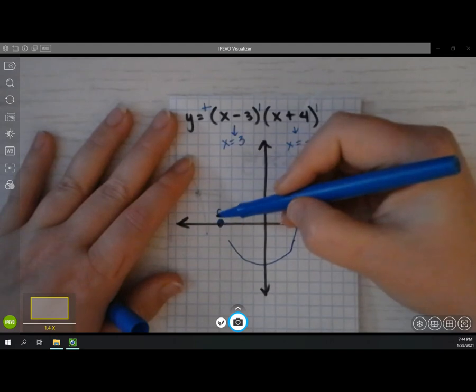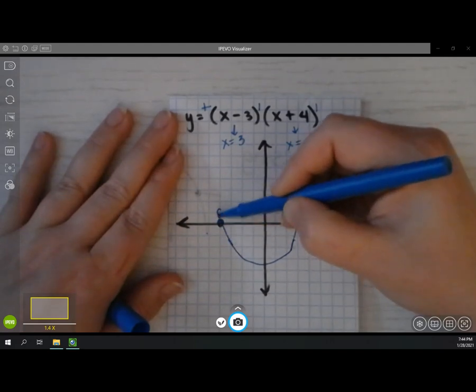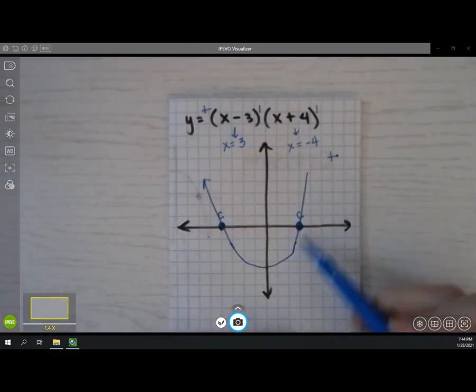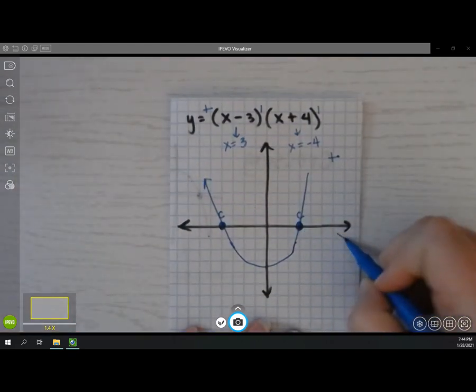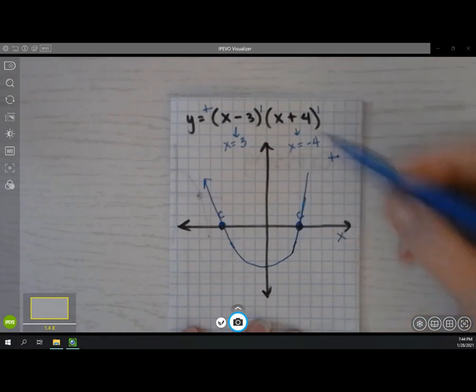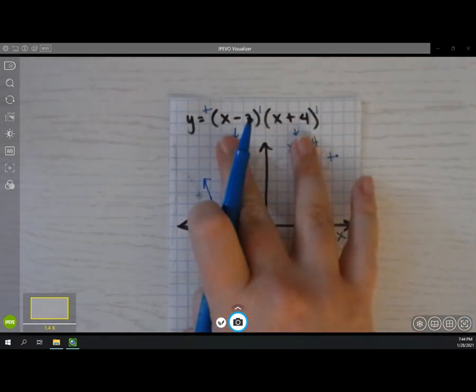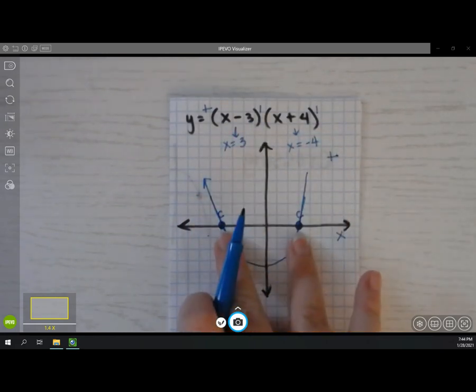And a crossing point means I'm going to cross the x-axis and go from negatives to positives. Crossing points have to cross through the x-axis. And that's how you would graph with two factors with both crossing points.